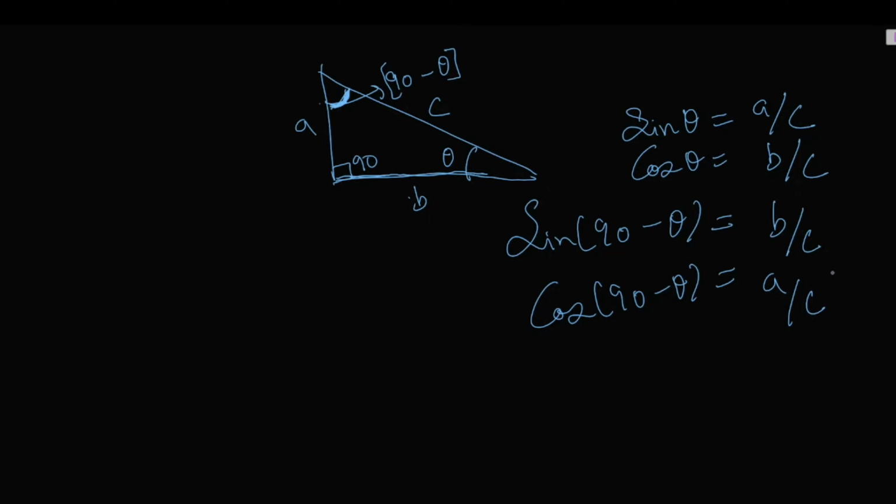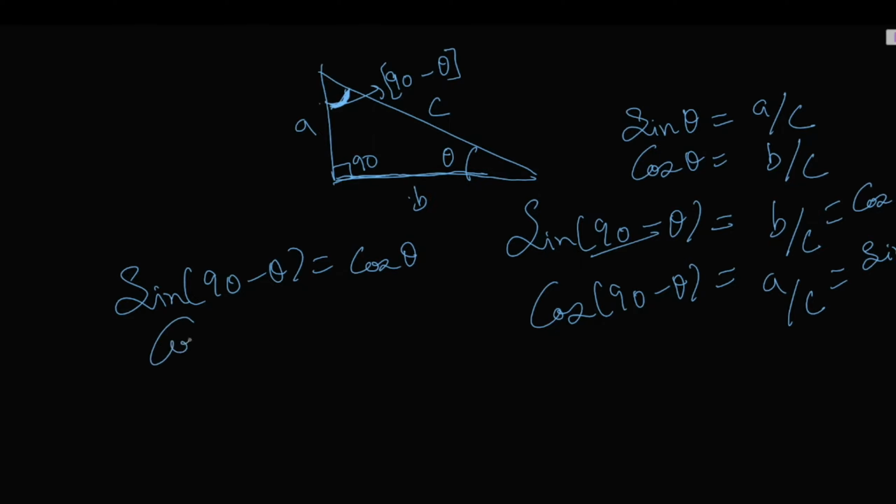Now here, from this observation, you are seeing B by C is equal to cos theta and A by C is equal to sin theta. So let me replace this. B by C is equal to how much? Cos theta, and A by C is how much? Sin theta. I can also say that sin 90 minus theta is equal to cos theta, and cos 90 minus theta is equal to sin theta.